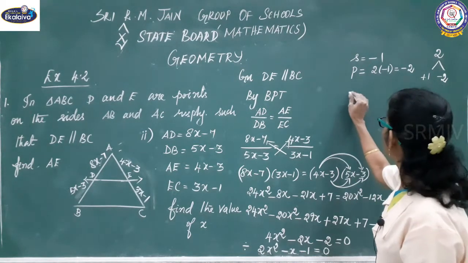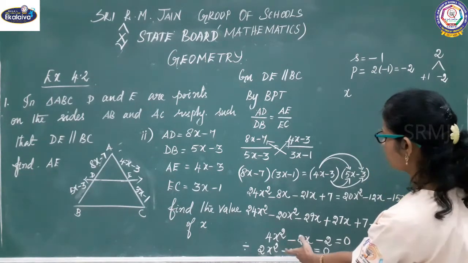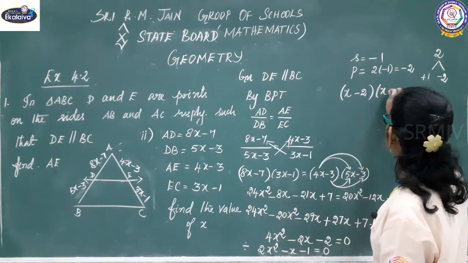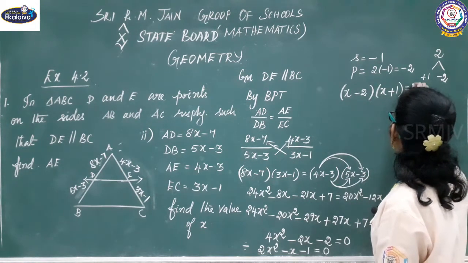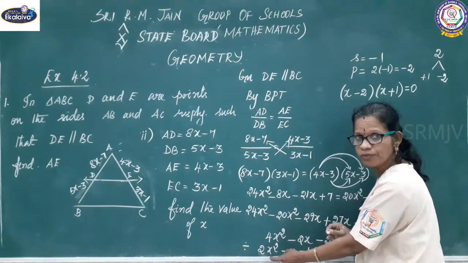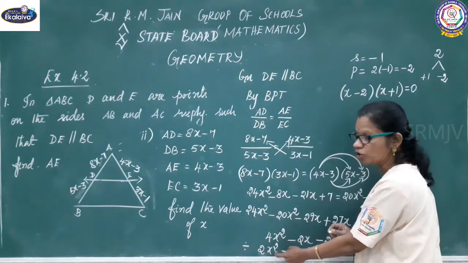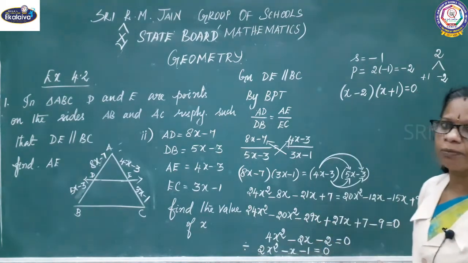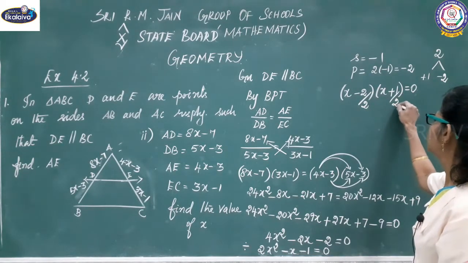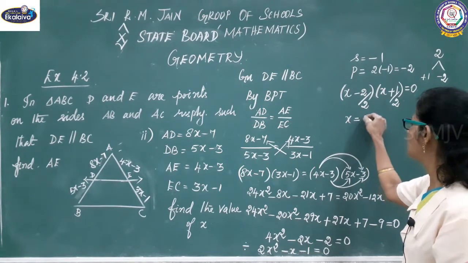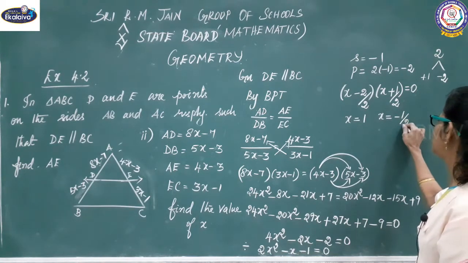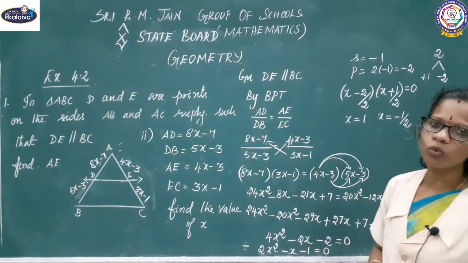How to write? You are going to factorize. x minus 2, x plus 1 equal to 0. Except 1, any other number comes near to x square, that is coefficient of x square, use that and divide your possibility. Then what is your result? x is equal to 1, x is equal to minus 1 by 2.